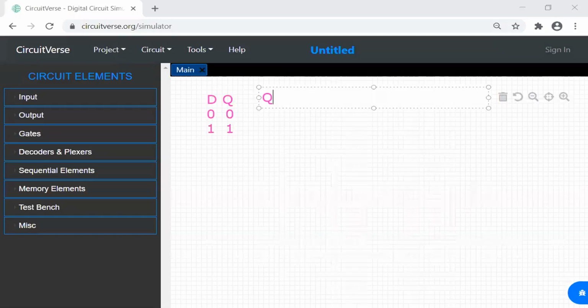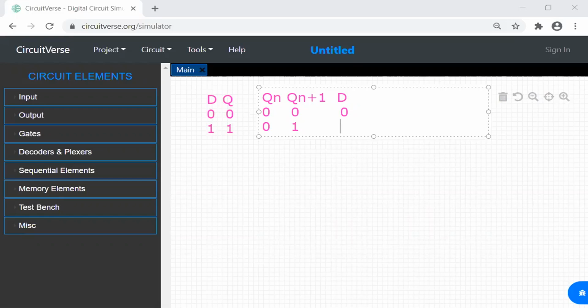I'll have the inputs Qn and Qn plus 1, and I'll have the output as D. The first combination is 0, 0. If it is 0, 0, D will follow Qn plus 1, so D will be 0. Next combination is 0, 1. So D will be equal to 1. And the next combination is 1, 0.